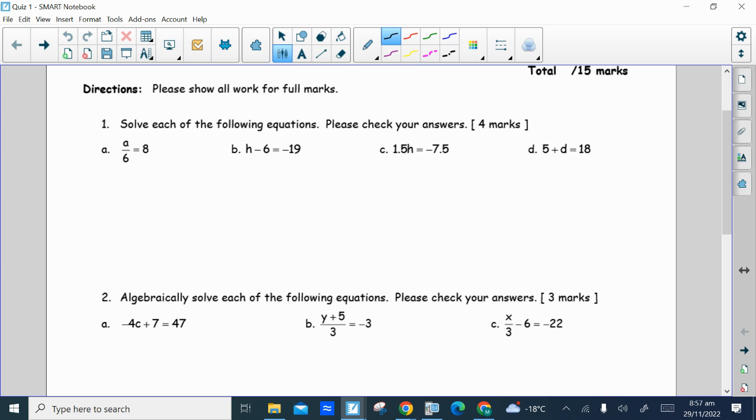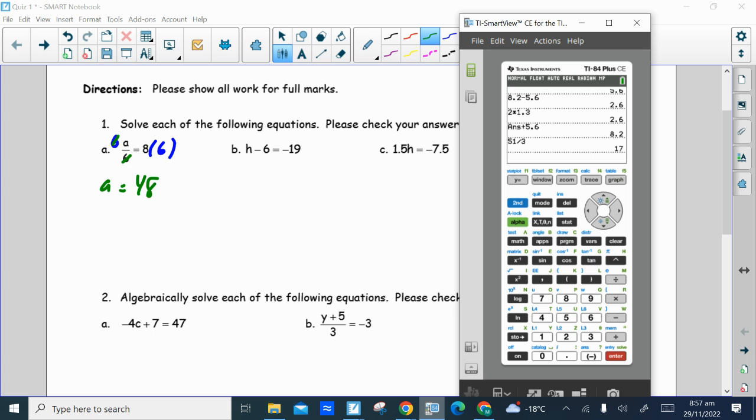For question A, you're going to multiply both sides by 6 because the A and the 6 are hooked together by division. And we always do the opposite. And so what happens on the left, the 6's cancel because 6 divided by 6 is 1. So you'll get 1A or just A equaling 48. And if I look at the original equation, it says that A divided by 6, or 48 divided by 6, should equal 8, and it does. So it checks.